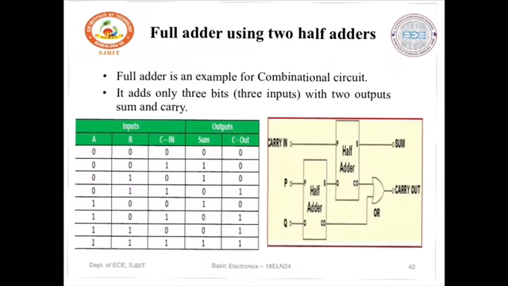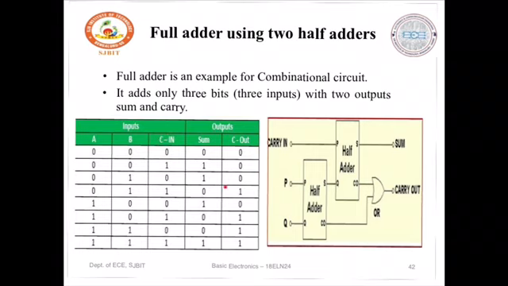The full adder is also an example of a combinational circuit. It adds only 3 bits, that is 3 inputs. In order to overcome the drawback of the half adder, we are using full adder, which has got one extra input named as Cin, which takes into account the carry of the previous addition, and 2 outputs, sum and carry. The bits A and B come from the 2 registers, and the third input C in comes from the carry generated by the addition of the next lower significant bit. It produces two outputs, sum and carry. This is represented as carry out and the input carry is represented as C in.